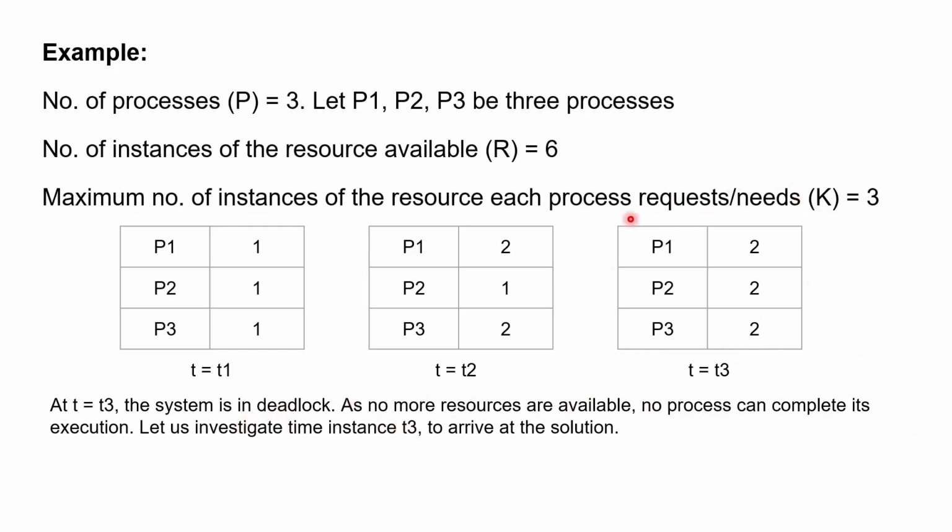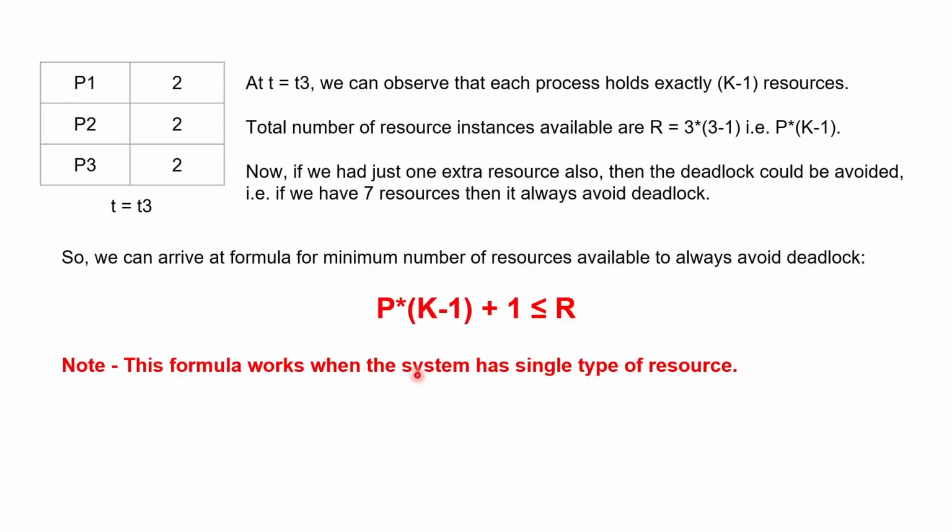So let us investigate this exact time scenario t3 to arrive at the formula that we will be using. If we carefully observe time instance t3, we can see that each process actually holds k-1 resources, where k was the maximum need of each process. So the total number of resource instances available to the system, r, which equals 3 into 3 minus 1, which was 6, we can deduce as p into k-1.